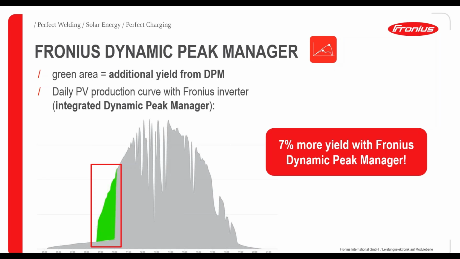So over the whole year, it would mean a little bit more yield, 7 to 8% more yield with the Dynamic Peak Manager. So actually it means we have a solution there for low to moderate shading with a standard integrated algorithm, standard modules you can use there without any additional components you have to buy.